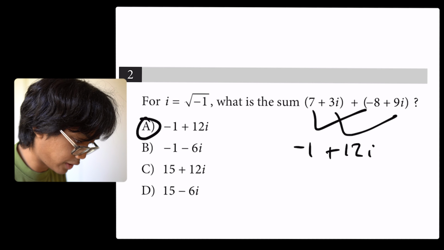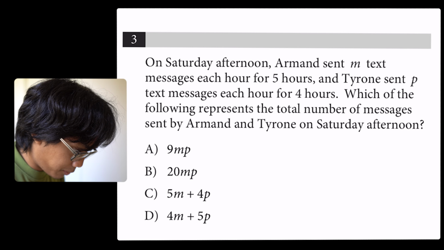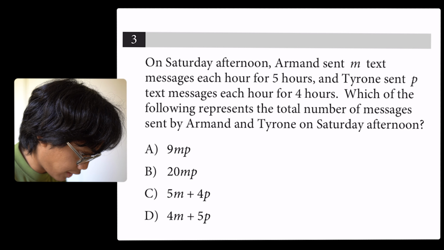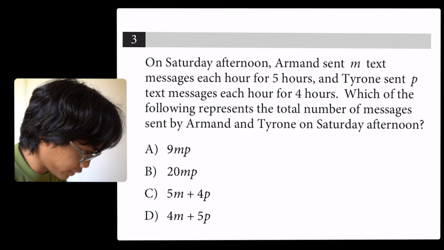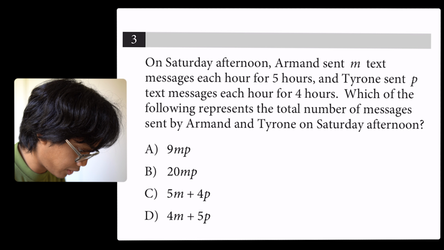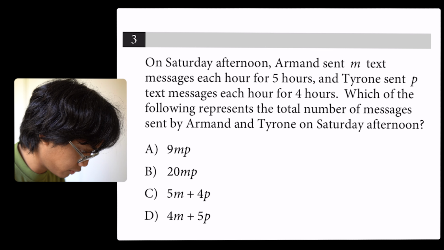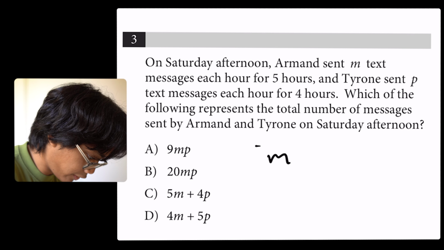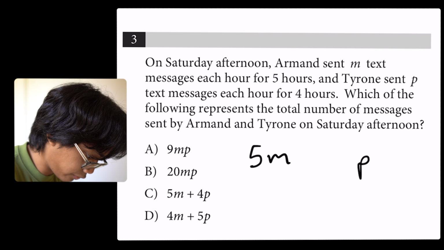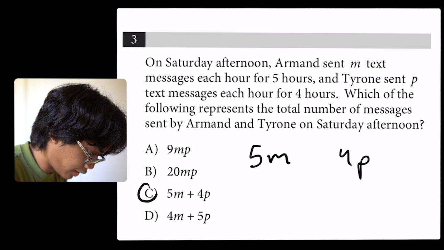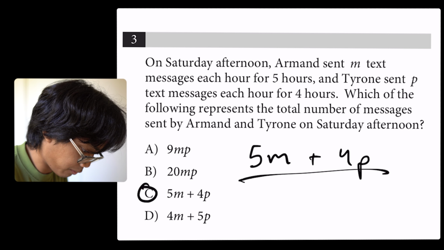Negative 1 plus 12i. On a Saturday afternoon, Armand sent M text messages each hour for 5 hours, and Tyrone sent P text messages each hour for 4 hours. Which of the following represents the total number of messages sent by Armand and Tyrone on Saturday afternoon? M messages for 5 hours and P messages for 4 hours. It's going to be answer choice C, 5M plus 4P.